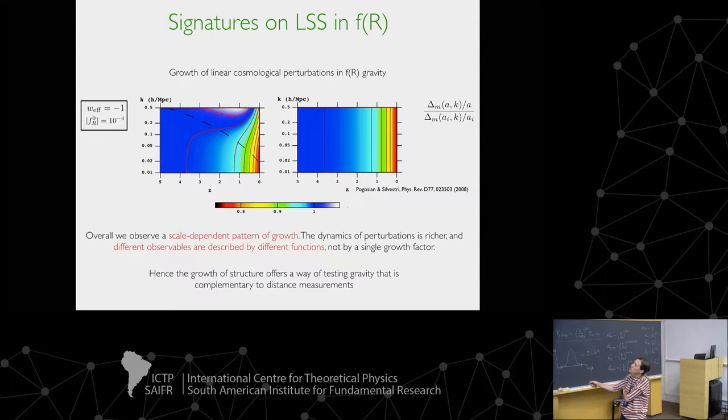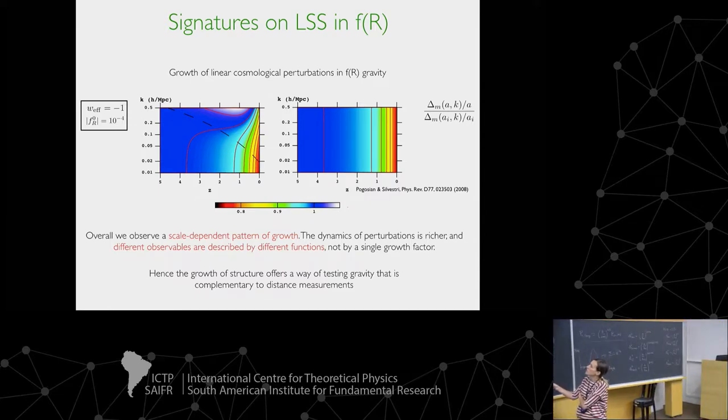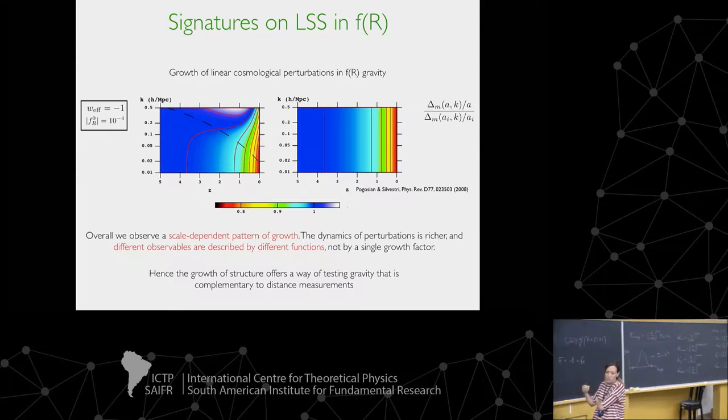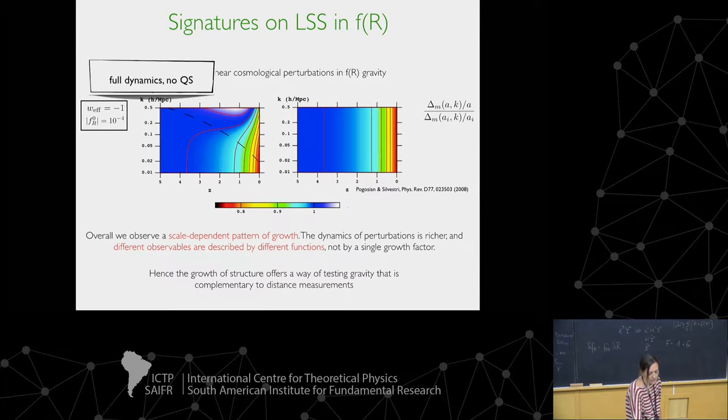And in this regime, at earlier times, and in particular at larger scales, you sort of reproduce what you're used to seeing in lambda CDM. But as you go to later times and smaller scales, in particular as you cross below the Compton scale, this characteristic length scale of your scalar, then you see changes. The growth is enhanced, and the suppression of growth that is due to the acceleration kicking in is milder. So that's what we have learned out of F of R.